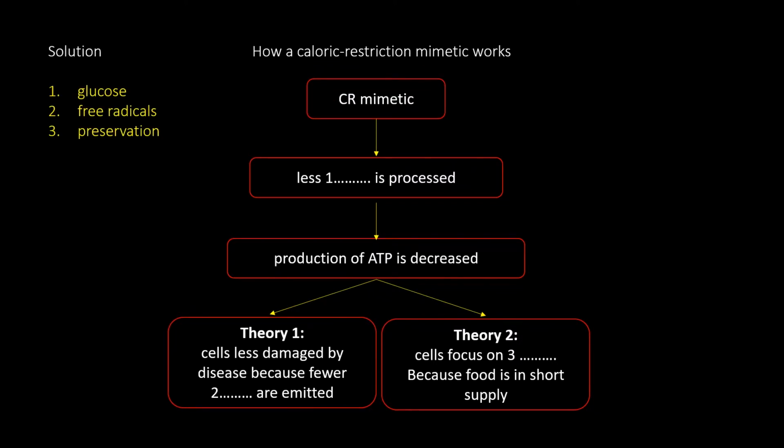For the first answer, we have glucose. As I told you, first one is a noun. Second one, also we discussed, noun. We didn't discuss the third one. Look here. Cell focus on blank because food is in short supply. Also a noun. See, you might be thinking, what is this word? Actually, it is a noun. Or it could be a form of a noun. Type of a noun, but it is a noun.